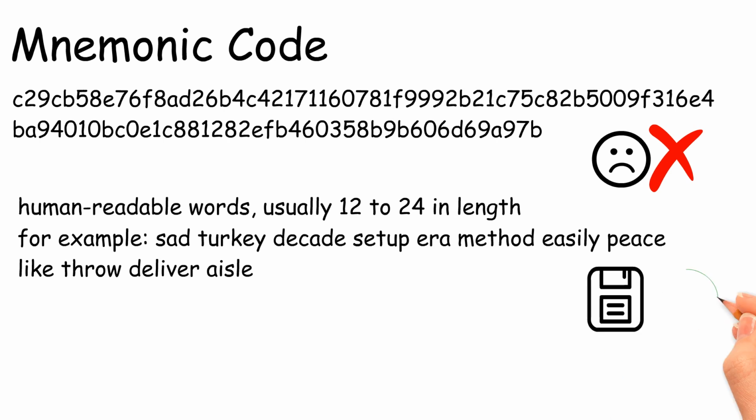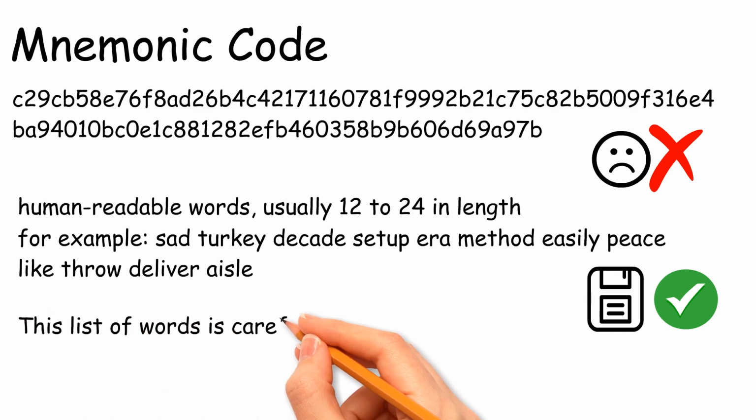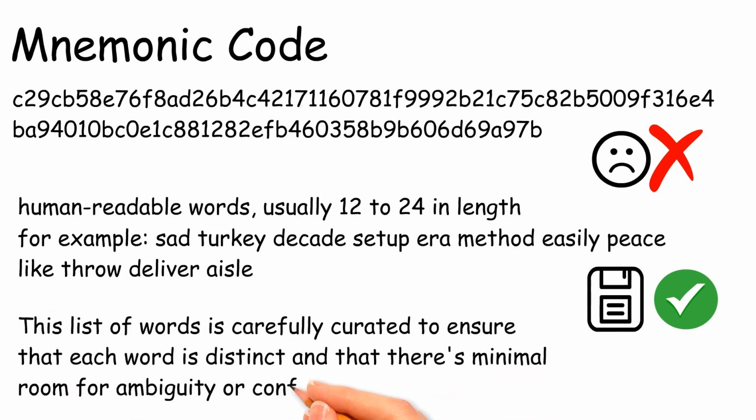These words are not randomly chosen but are part of a predefined word list, typically a standardized collection of words used in creating mnemonic codes. This list is carefully curated to ensure that each word is distinct, and that there's minimal room for ambiguity or confusion. Users can trust that these words are consistent across various wallet implementations and adhere to a common standard. Each word within a mnemonic code represents individual bits of data that, when combined, form your seed phrase.